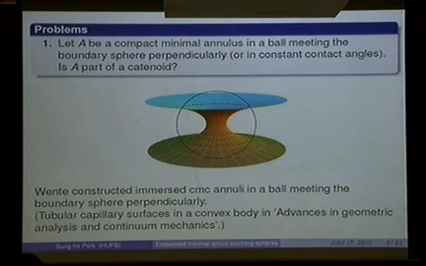you may ask whether there is another minimal annulus satisfying this condition. In the case of a constant mean curvature surface, there are counterexamples. Wente constructed immersed CMC annuli which are not rotational, not part of a Delaunay surface, and the contact angle is 90 degrees. It was proved about 15 years ago.